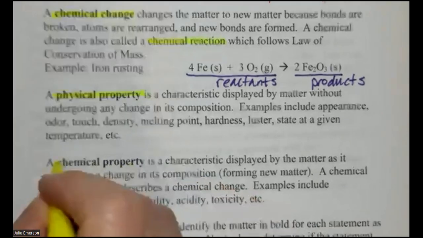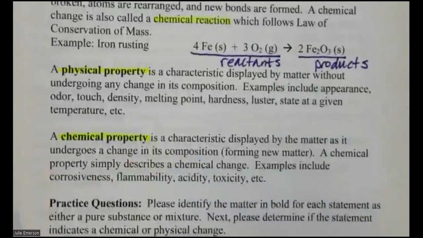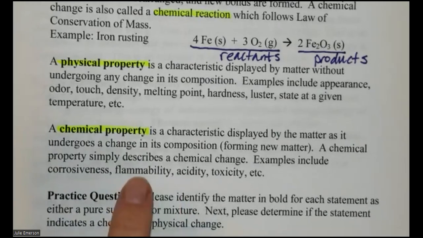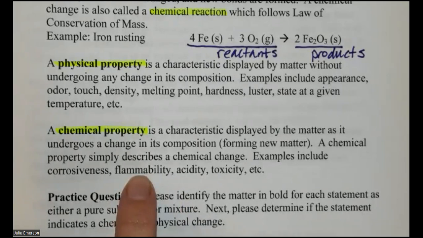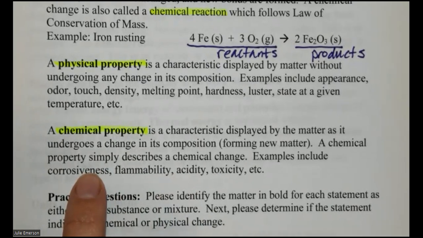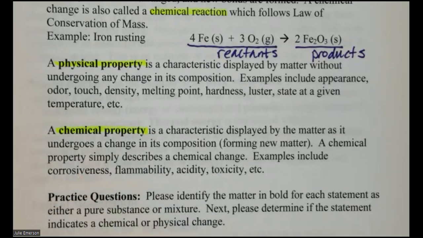A chemical property just describes a chemical change. So basically it's saying what happens to the matter when I do stuff to it. What that could mean is I try to light it on fire, or I try to react it with a base, or does it corrode over time? Does it oxidize? Does it react with oxygen in the air? But we are adding other matter to it, and that's a chemical property. And again, it's going to change the composition. All right, so it's going to form new matter.